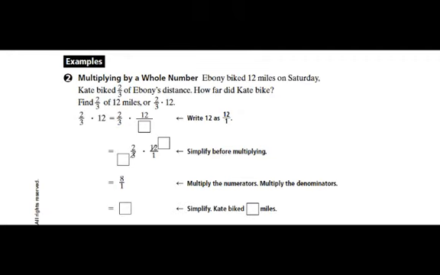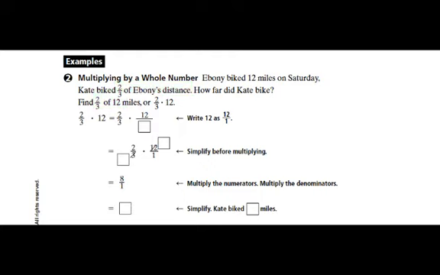Now you're ready to tackle some whole number and mixed number fraction problems. For example number 2, we have Ebony biked 12 miles on Saturday. Kate biked 2/3 of Ebony's distance. How far did Kate bike? I want to point out that whenever you're finding a fraction of another number, that's a multiplication problem. So if you see the word of, be on the lookout that you're probably going to be multiplying.